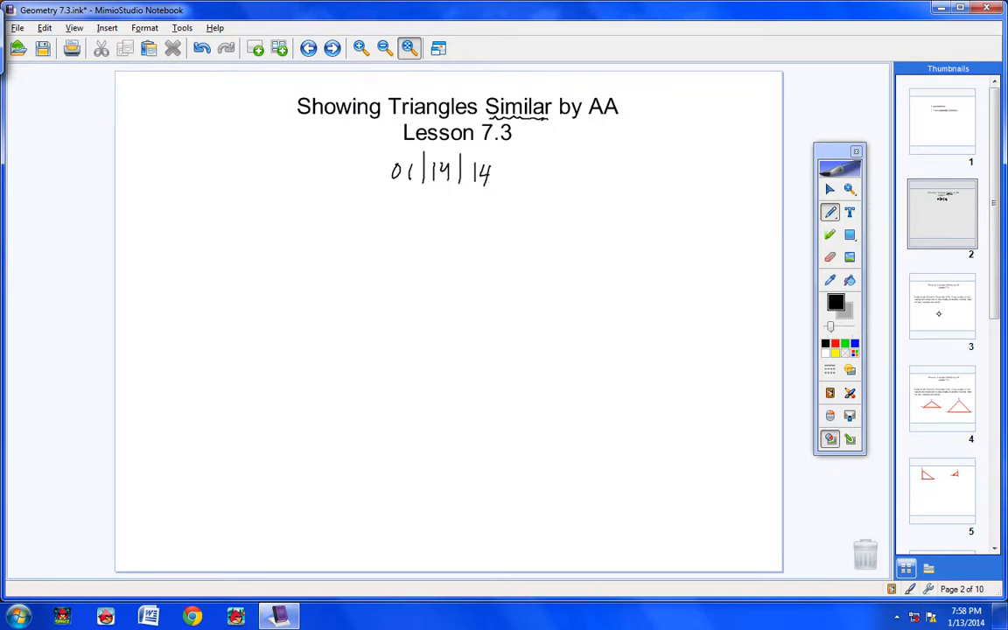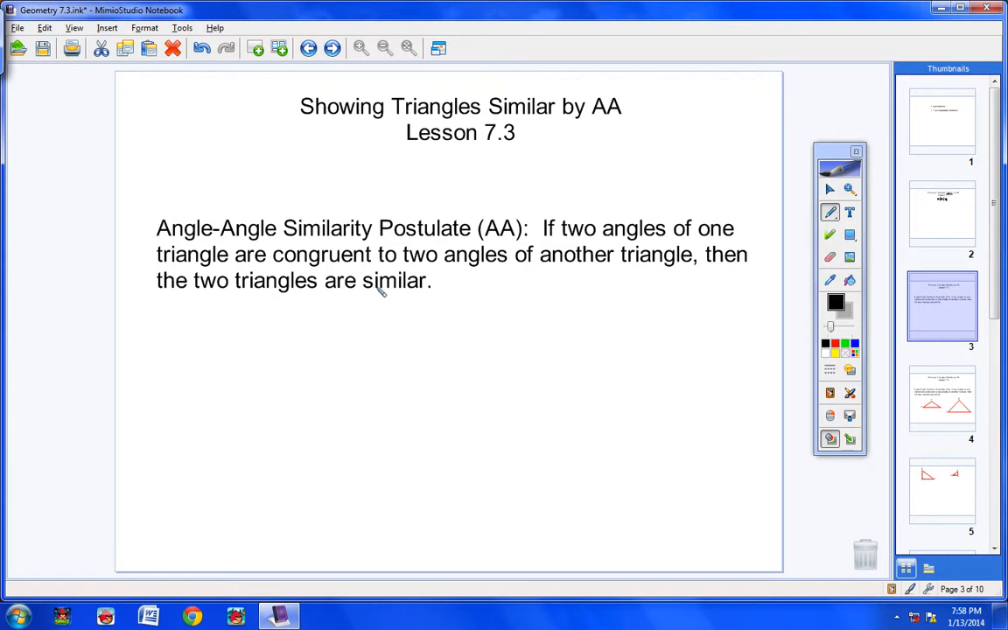Now, please copy this in your notes, and let's talk about this for a second. The angle-angle similarity postulate, or we can just call it the angle-angle postulate, states if two angles of one triangle are congruent to two angles of another triangle, then the two triangles are similar. Of course, similar means this right here, a symbol, similar, okay?